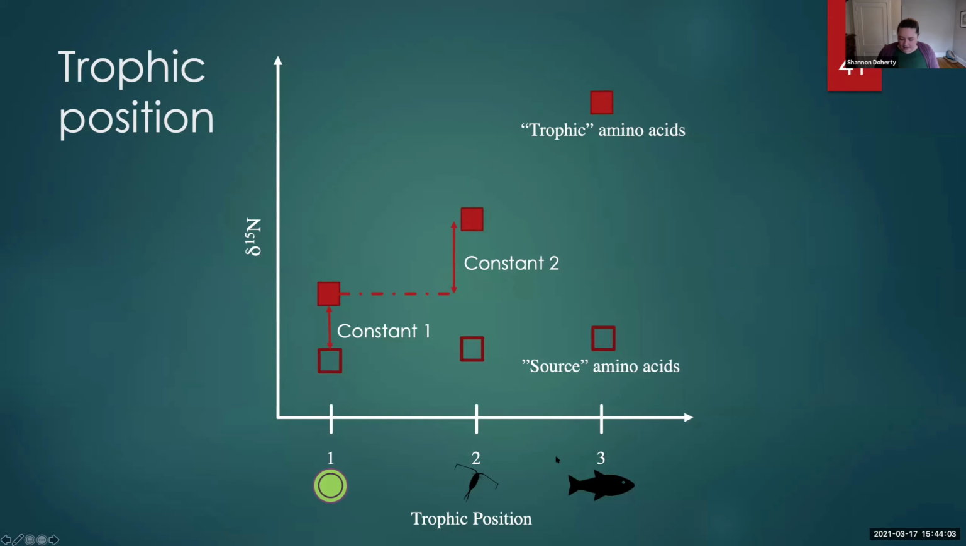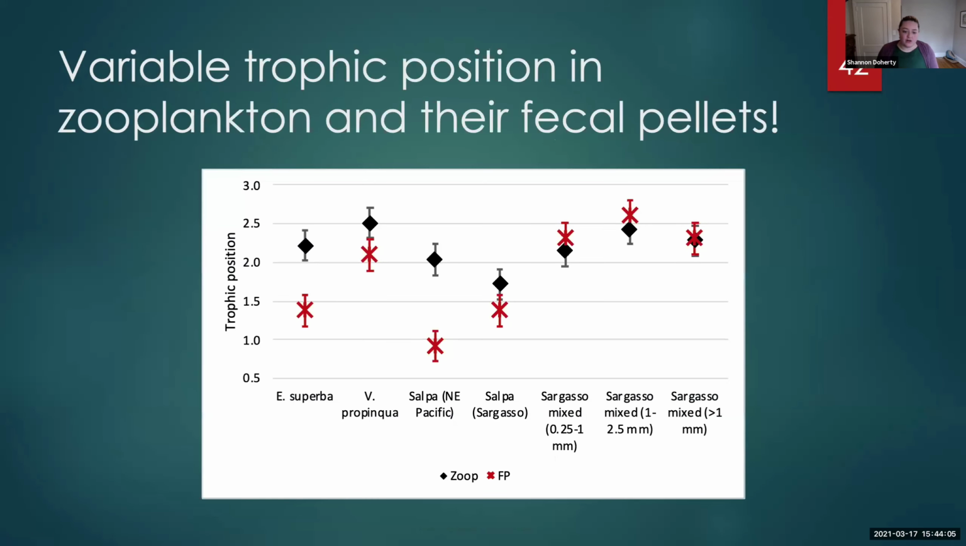And when we do this for our zooplankton and their fecal pellets, so here we have all of our various zooplankton and their trophic position on the y-axis, we see that they have really variable relationships between fecal pellet and zooplankton. So zooplankton are in these black diamonds and fecal pellets are in the red stars. So the difference between these 2 is really variable.